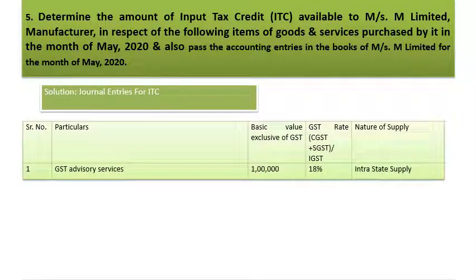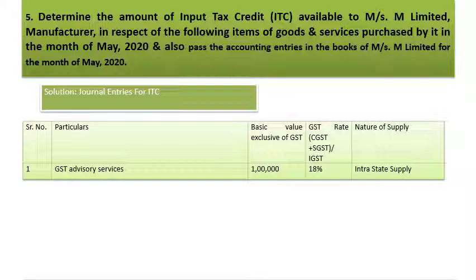Now first one, here serial number, particulars, basic value exclusive of GST, GST rate, CGST plus SGST or IGST, nature of supply. This instruction will remain common for all the transactions. Whenever value is given, it is exclusive of GST. That means you have to add the GST into it.